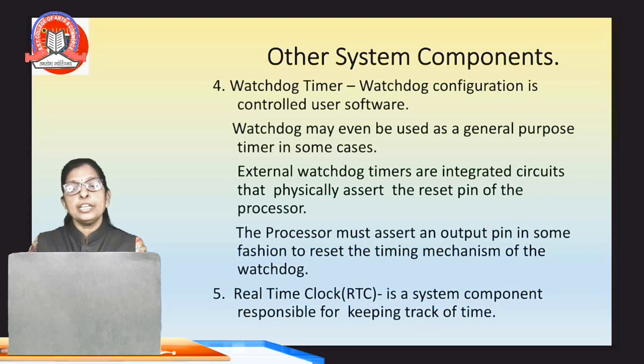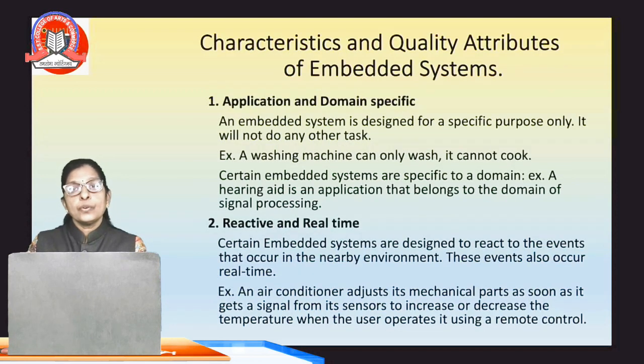Now our next point is the characteristics and quality attributes of an embedded system. The first one is application and domain specific. An embedded system is designed for a specific purpose only, so it will not do any other task. Some systems are for general purpose, but this is special purpose, that is, domain specific. For example, a washing machine can only wash, it cannot cook. So certain embedded systems are specific to a domain.